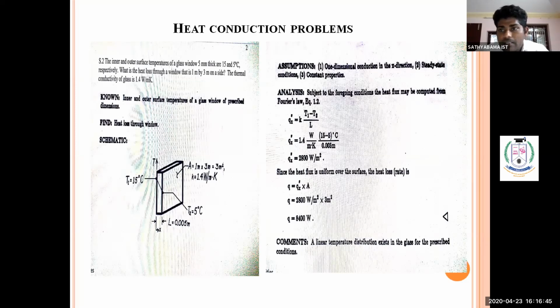So initial temperature 15 degrees Celsius, exit temperature 5 degrees Celsius, length of the plane wall equal to 0.005 meter, and area given as 1 meter into 3 meter. Calculating, I get area as 3 meter square. The thermal conductivity of this wall is given as 1.4 watt per meter Kelvin, and we need to find the heat loss, that is Q. So directly applying the Fourier law of heat conduction formula, I find the value 2800 watt per meter square.